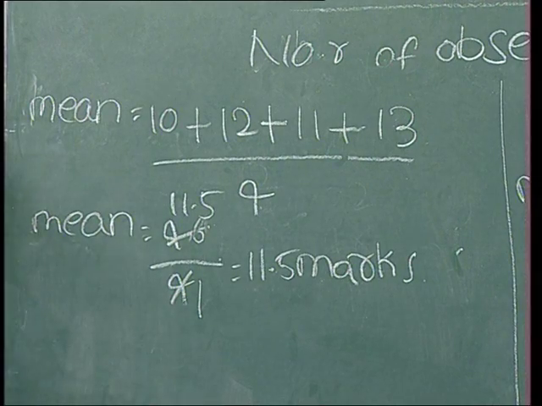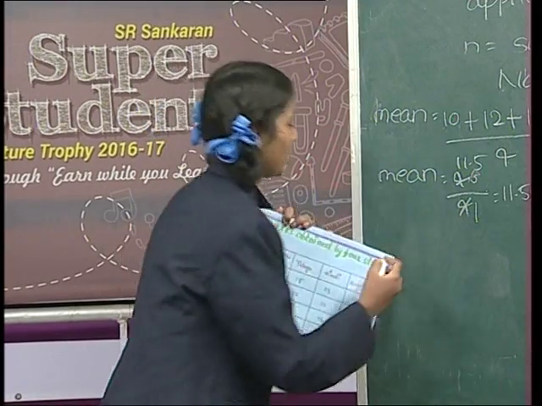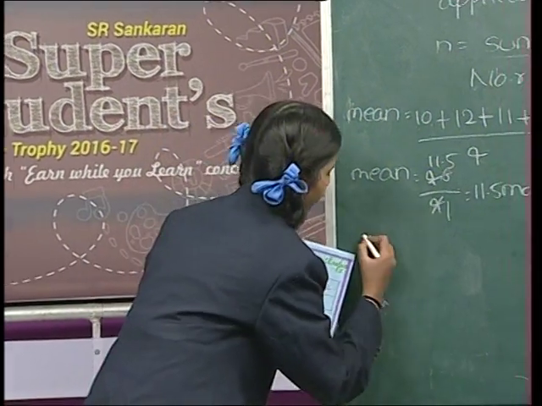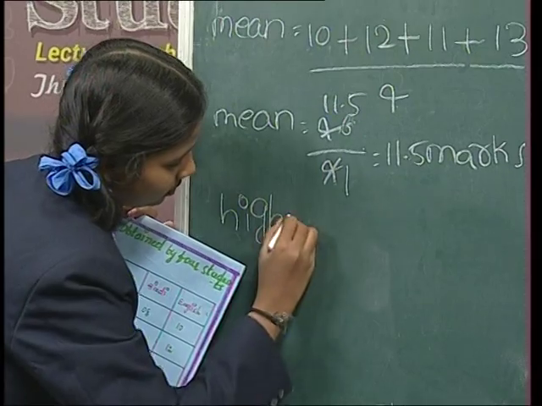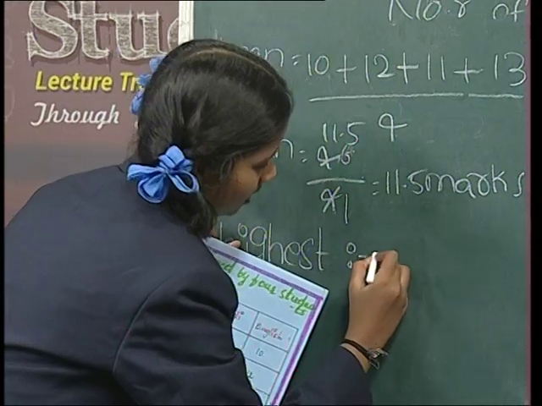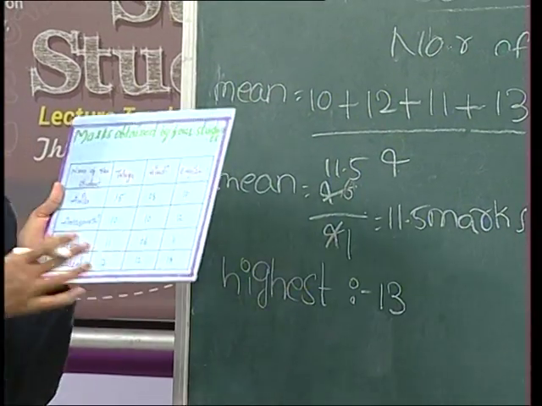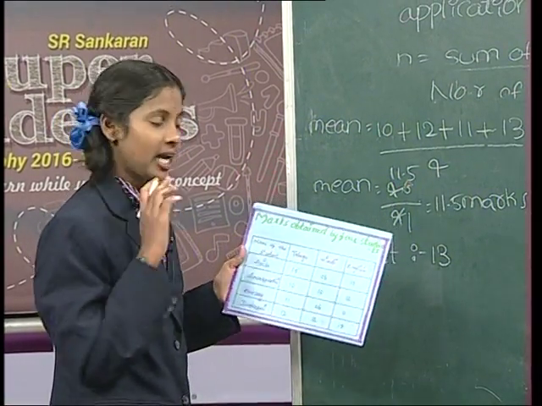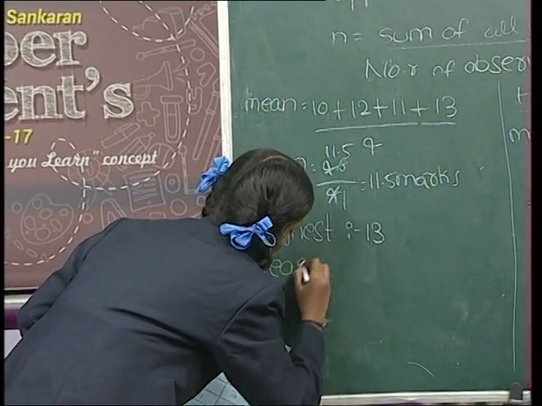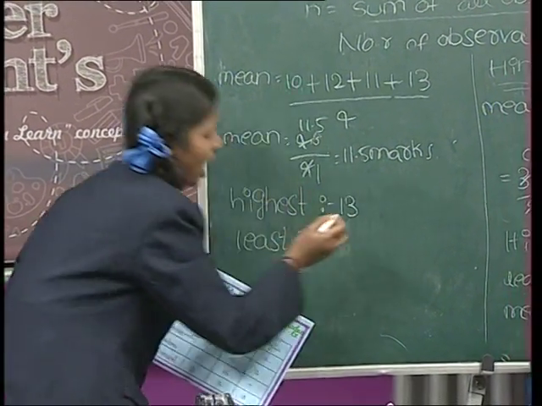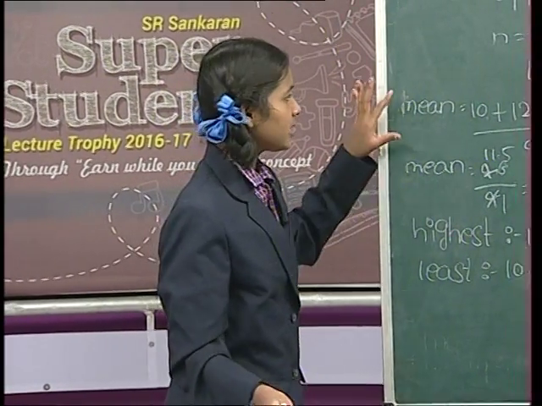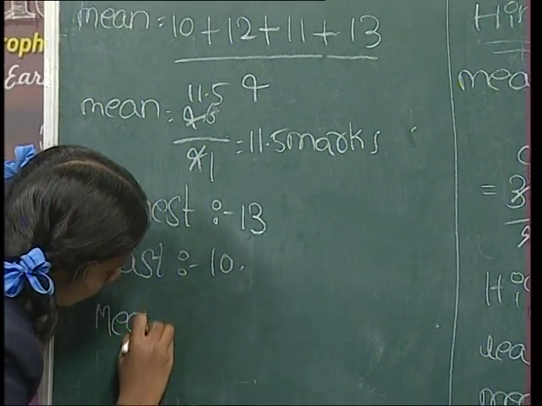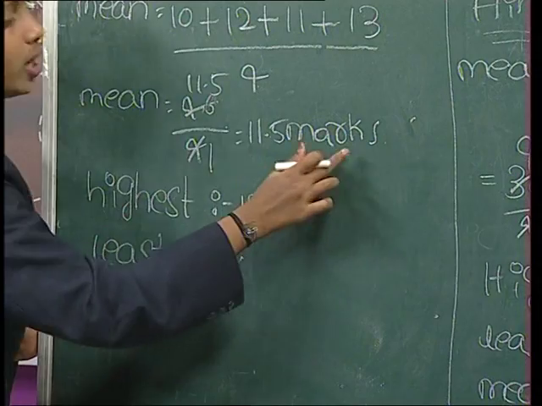In English subject, who got the highest marks? Yes, exactly, Indrani got the highest marks, that is 13. And who got the least marks? Yes, Anila got the least marks, that is 10. And what is the mean of this English subject? Exactly, correct, Saros. The mean of this English subject is 11.5 marks.